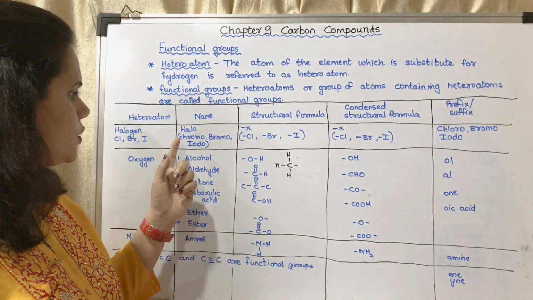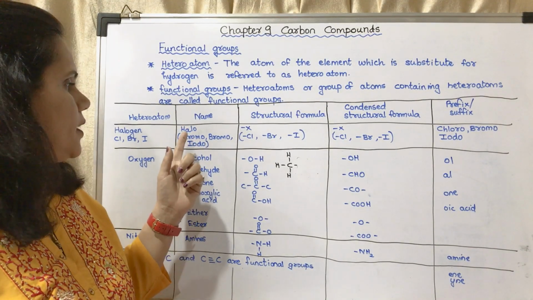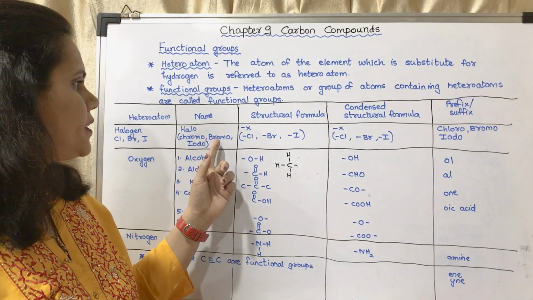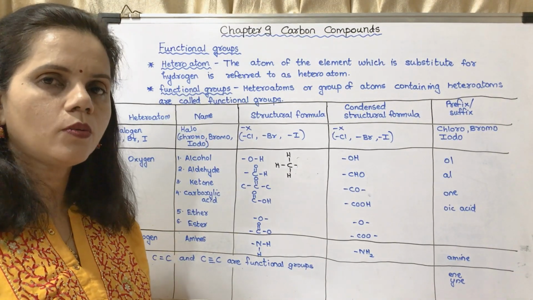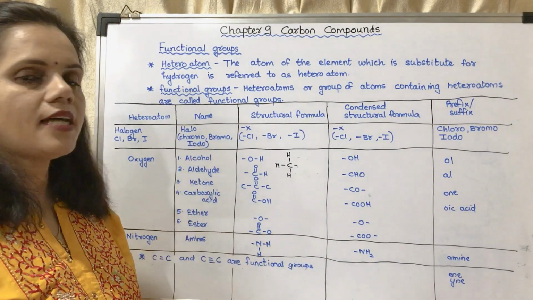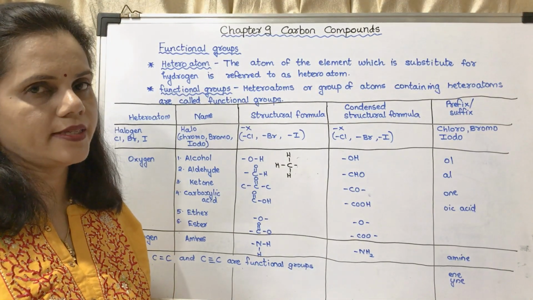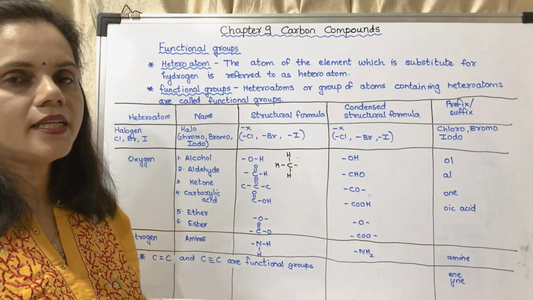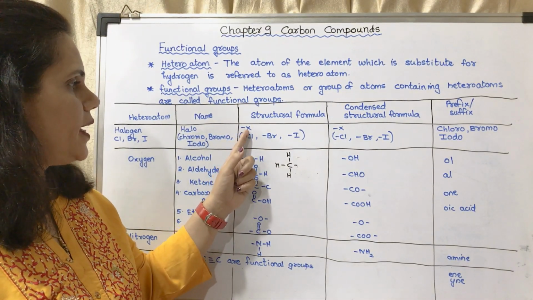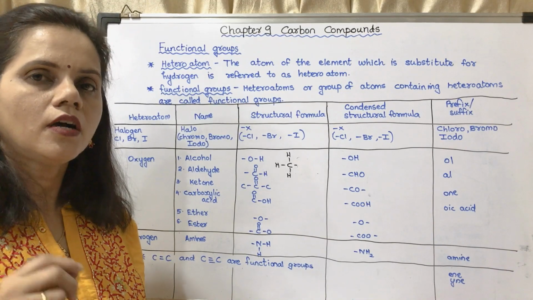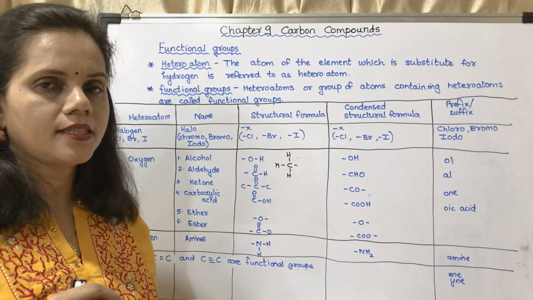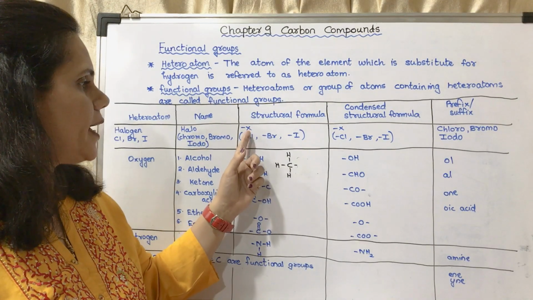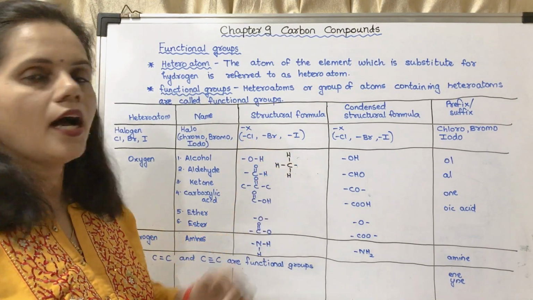So if it is chlorine, then the name chloro is given. If it is bromine, then the name bromo is given. If it is iodine, then the name iodo is given. This is the common name. Structural formula. What will be the structural formula? It will be X. X stands for halogen. You had studied this in the second chapter. This X could be chlorine, bromine or iodine.